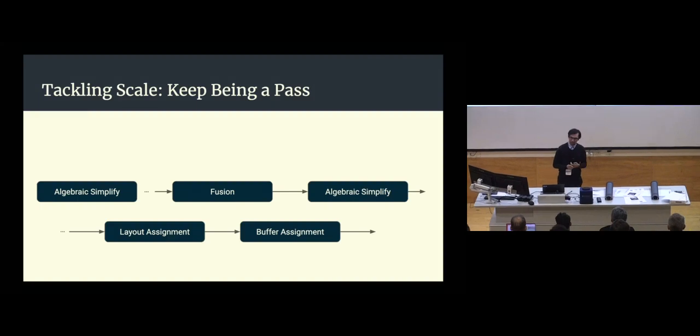With these two tricks, we're actually able to run and, most of the time, saturate graphs. Sometimes you have to cancel on timeout. We are able to run this early in the pass pipeline. And that's another thing we wanted to do.